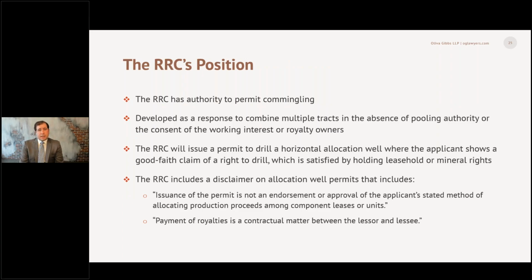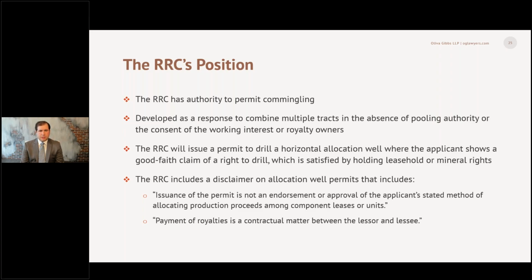Railroad Commission's position on allocation wells: the Railroad Commission has authority to permit commingling. These wells are developed as a response to, again, combining multiple tracts in the absence of pooling authority or the consent of working interest or royalty owners to pool their interest. The Railroad Commission will issue a permit to drill a horizontal allocation well in those circumstances where the applicant shows a good faith claim of a right to drill, which is satisfied by holding leasehold or mineral rights.